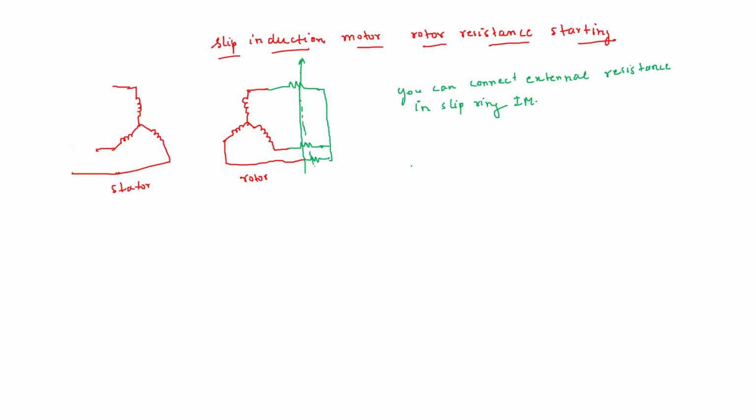In the equivalent circuit diagram, what you have is R1, jX1, which is the stator side. This is R2 dash by S, jX2 dash, and then some R external which you have connected. So this is the R external.